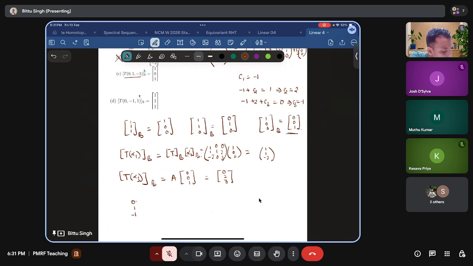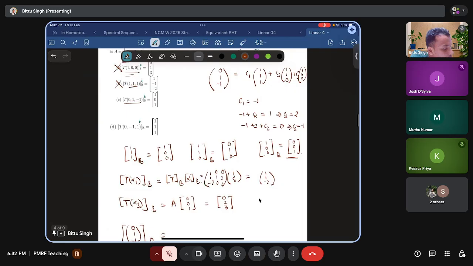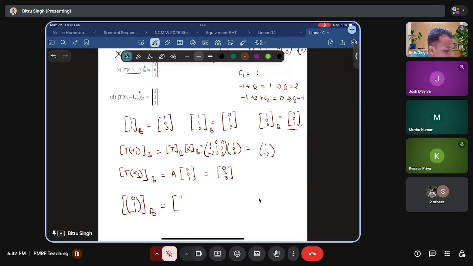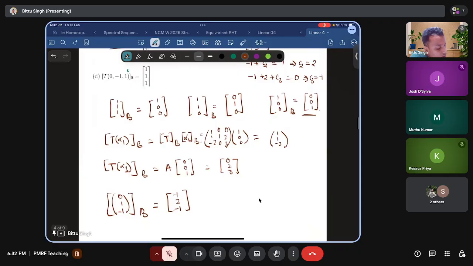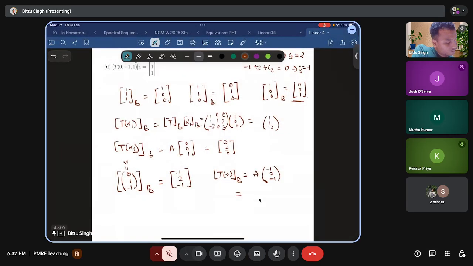Zero, 1, minus 1. The coordinate of this vector with respect to B is the same as minus 1, 2, minus 1. Therefore, let me denote it by the vector V. Then TV with respect to the basis is simply A times this minus 1, 2, minus 1. But as you can see, A is the same as this one.